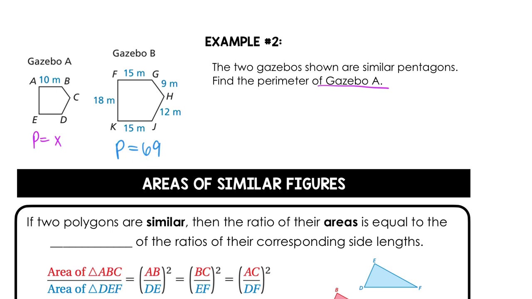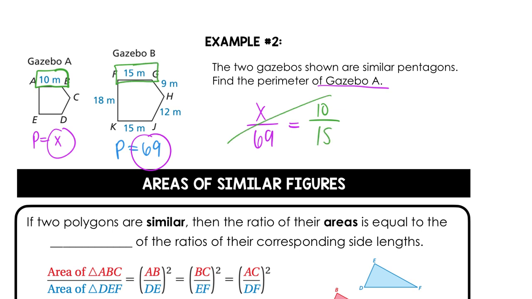So we can set this one up kind of the same. We can say x over 69 equals, and then now you're going to set two sides as a ratio. Now we kind of are limited here. We have this side of 10, so we have to use that. So 10 over that one corresponds with 15. And then from here, you could just cross multiply. I'm going to skip that step for now, but you should be getting 46 for x.